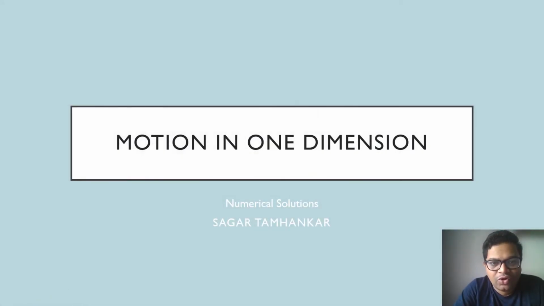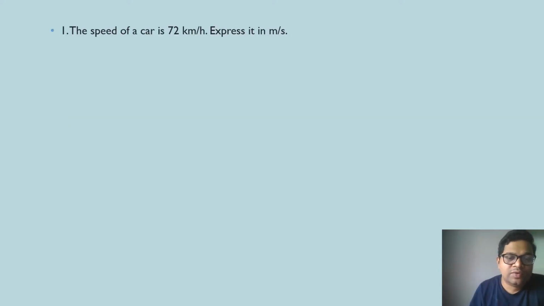Hello everyone. Today in this video we are going to solve numericals from the topic of motion in one dimension. This is the first question where the speed is given to be 72 kilometers per hour, and they want to convert it into meter per second.